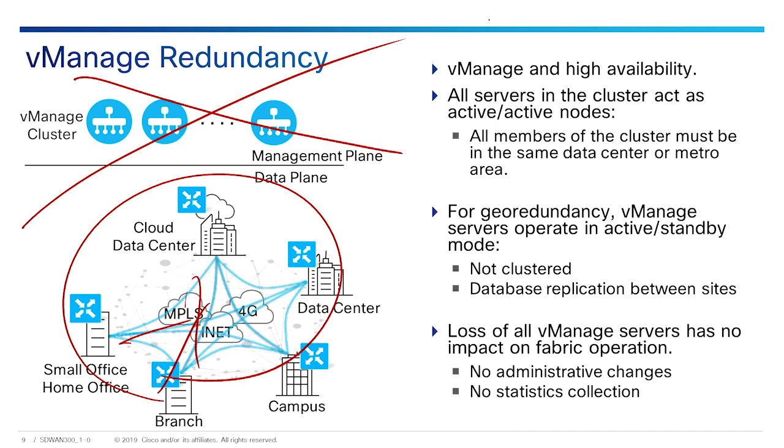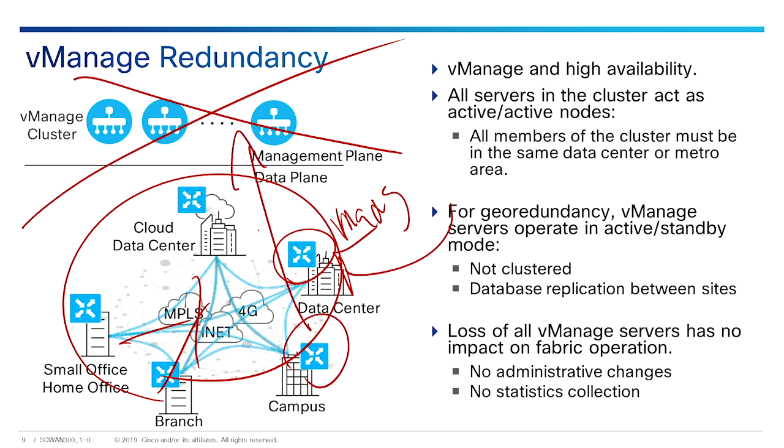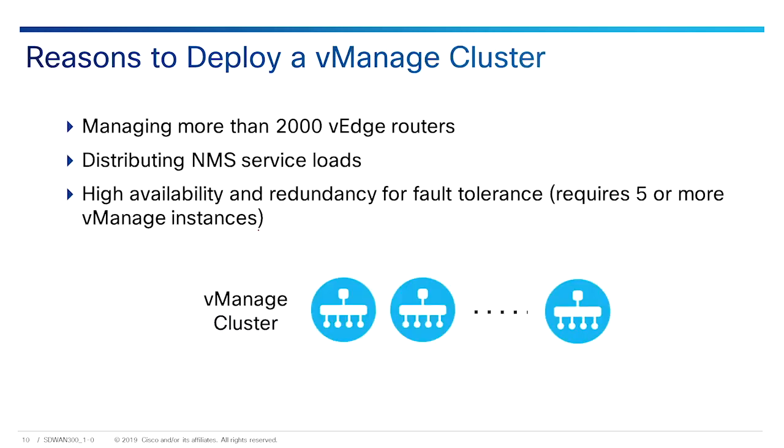Now, we do lose quite a bit. We can't make any administrative changes. We don't collect statistics. You don't have the ability to drill down into flows. You can't troubleshoot at all. Because each device is being managed by vManage, we can't go into the CLI and do anything other than show commands, okay? Remember, each vEdge is also going to report all of its statistics to vManage, so if vManage doesn't exist, those statistics are probably going to be lost. All right.